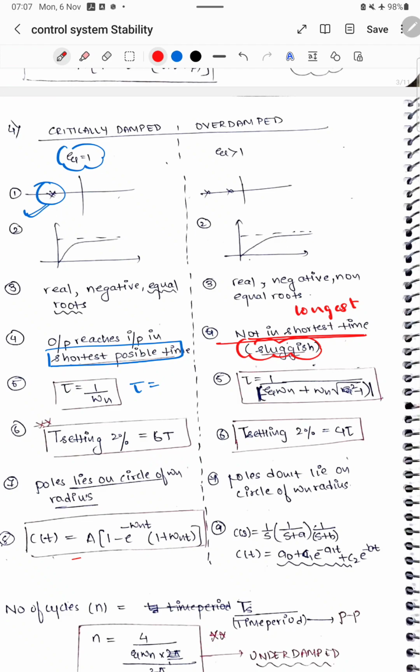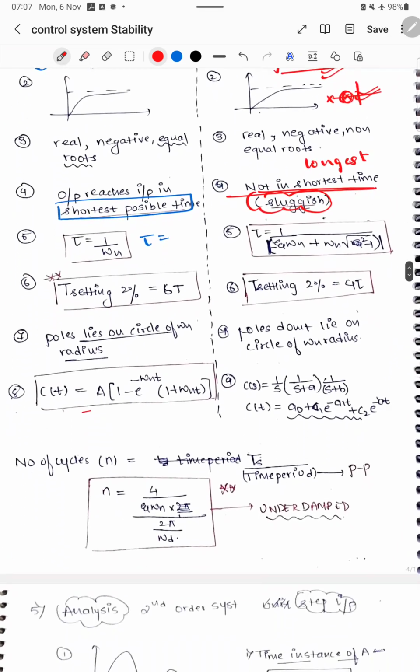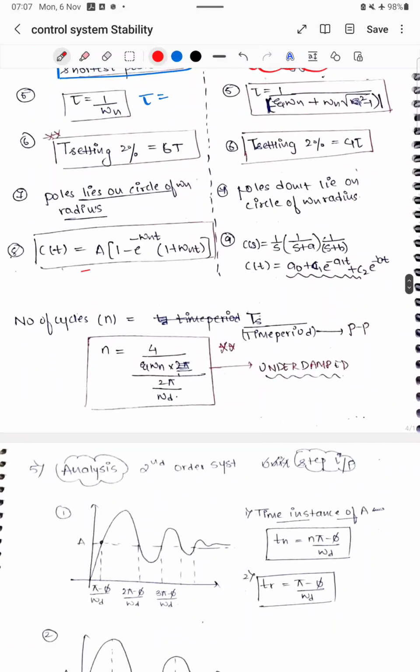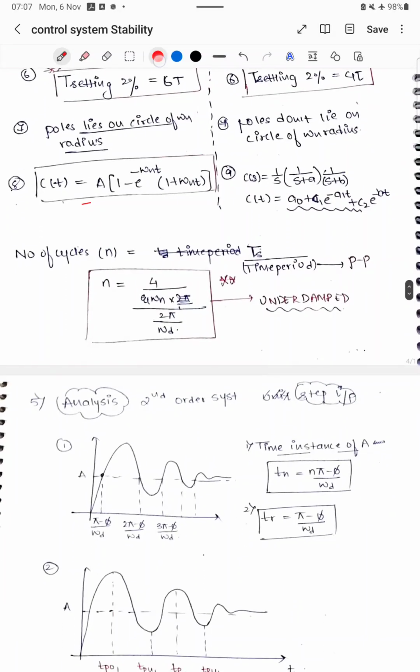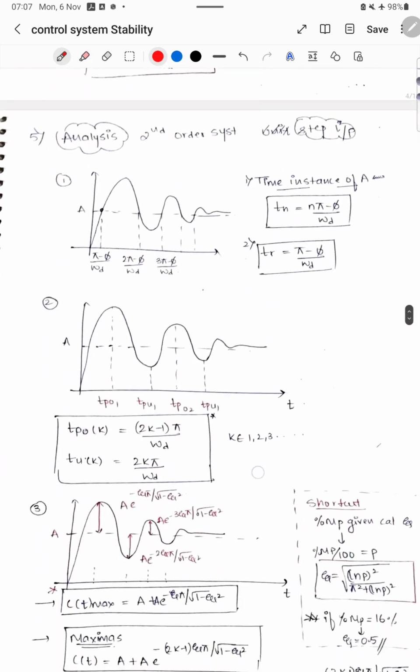Now the most important thing is tau here. Tau in this case is going to be nothing but 1 upon mod of roots, but here since both the roots are real, you will be using the dominant pole concept and you will be taking the first root. Okay, now there is a number of cycles concept, but let's see this in a short while.